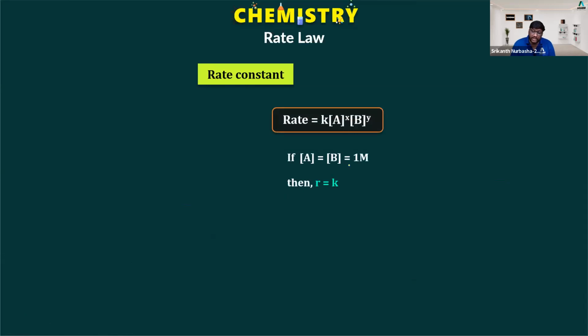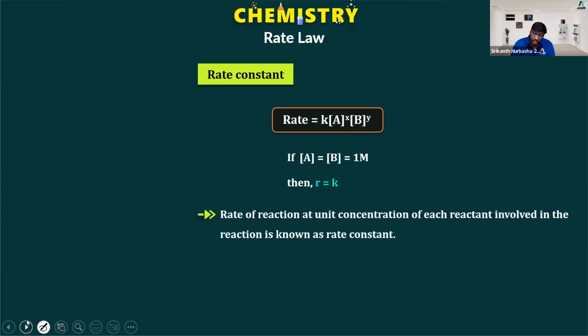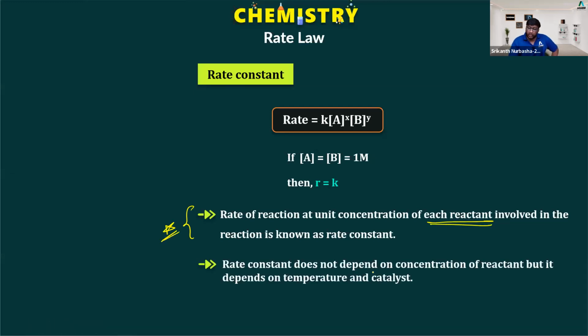And what is rate constant? Rate constant is the rate of reaction whenever the concentration of all the reactants is 1 molar. So rate of reaction at unit concentration of each reactant involved, like concentration of A 1 molar, concentration of B 1 molar. Whenever I maintain the concentration of A and B at 1 molar, then rate is equal to rate constant K. That is nothing but rate constant. Rate constant does not depend on concentration of reactant, but it depends upon temperature and catalyst. Very important point.